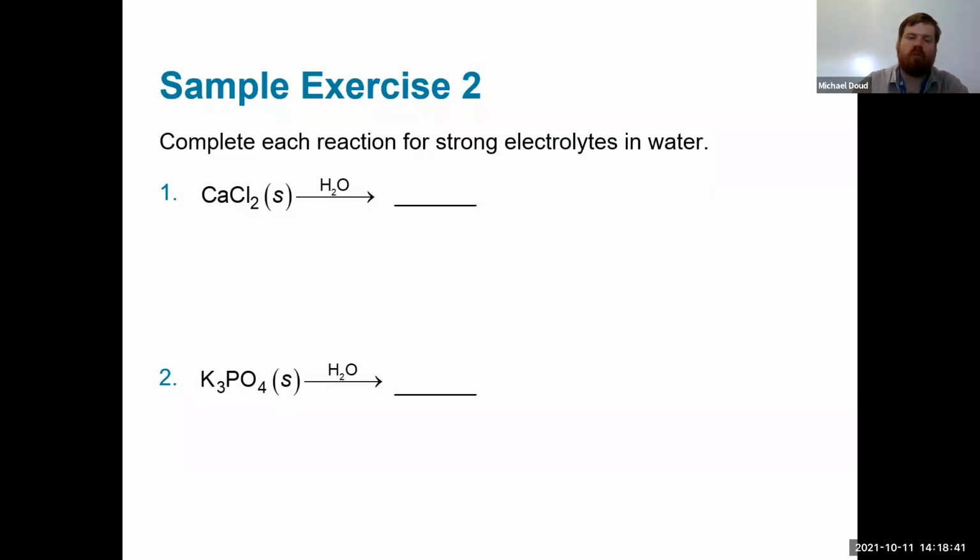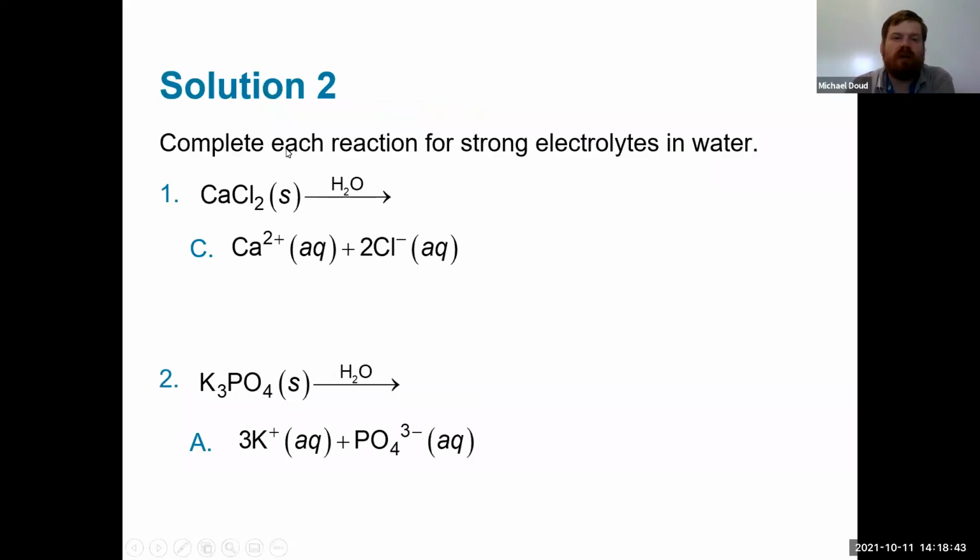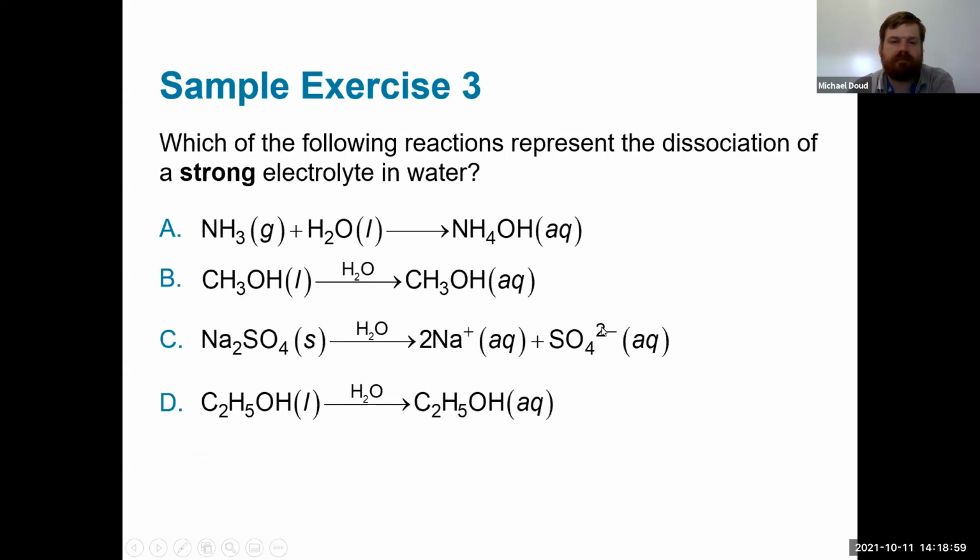Okay, so now when calcium chloride dissolves, the calcium ion is separated from the 2 chloride ions. So you get the calcium ion plus 2 chloride ions. Potassium phosphate does something similar, although this time we have a polyatomic ion. So we have 3 potassium ions and 1 phosphate ion.